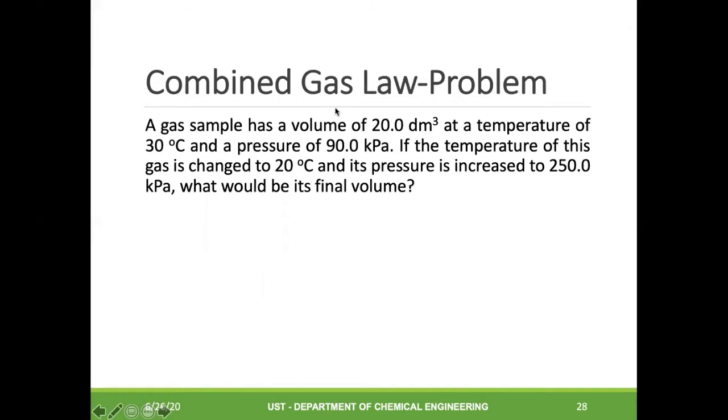Now, let us solve an example of the combined gas law problem. A gas sample has a volume of 20 cubic decimeter at a temperature of 30 degrees and a pressure of 90 kPa. If the temperature of this gas is changed to 20 degrees Celsius and its pressure is increased to 250 kPa, what would be its final volume?